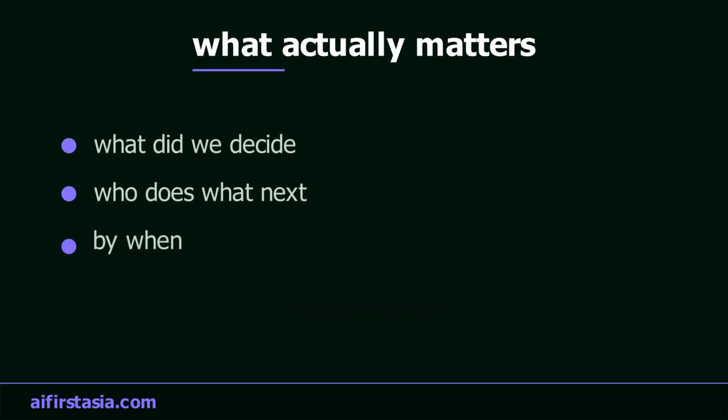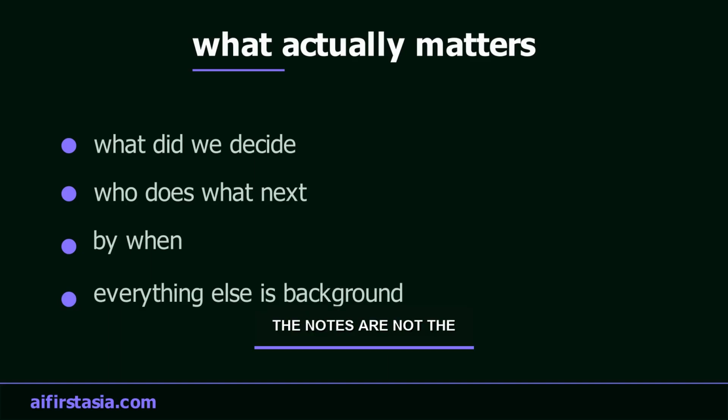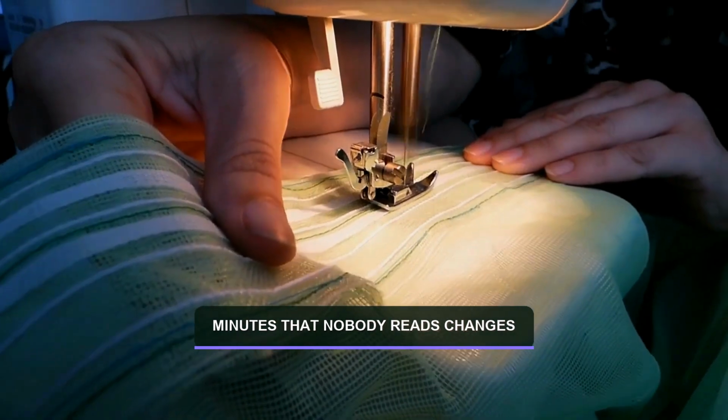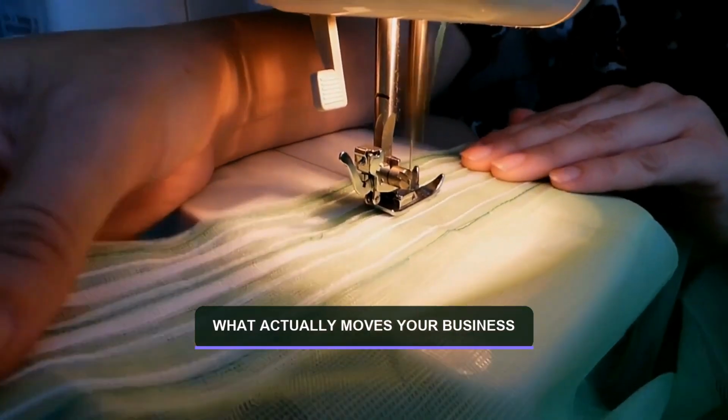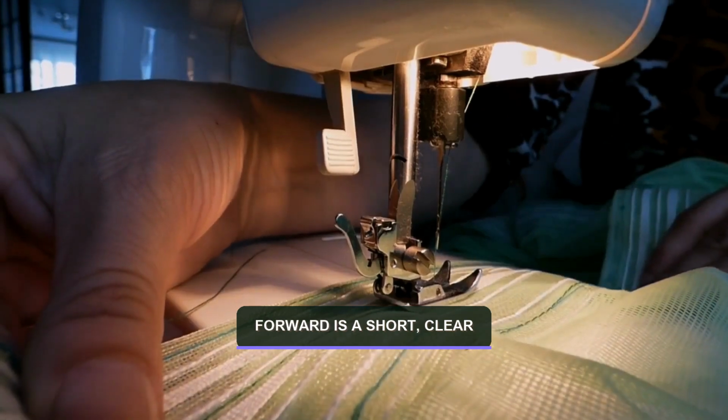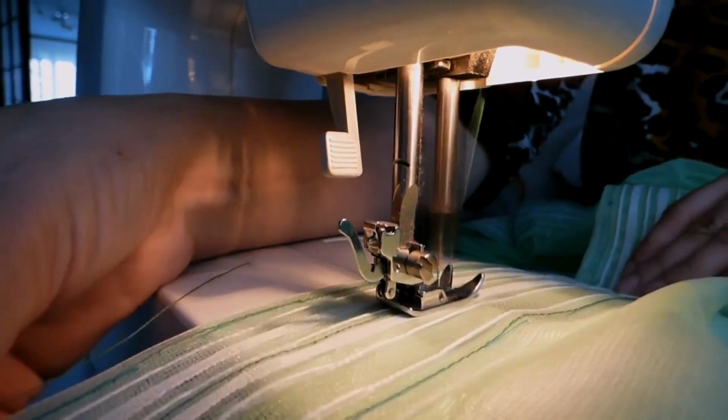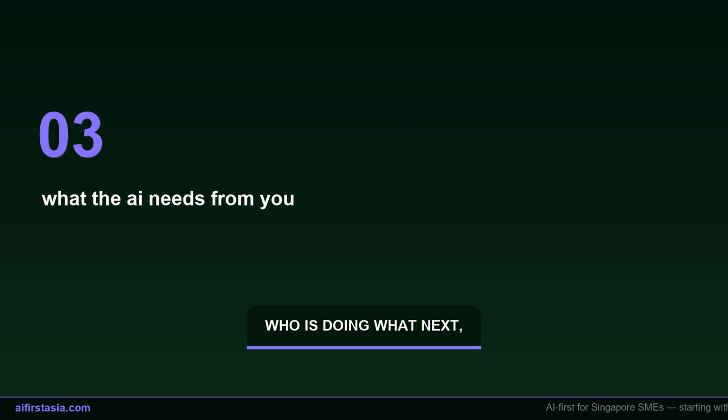Notes are not the point. Level 1 starts with one shift in how you think about a meeting. The notes are not the point. The action items are. A beautiful set of meeting minutes that nobody reads changes nothing. What actually moves your business forward is a short, clear answer to 3 questions. What did we decide? Who is doing what next and by when? Everything else is background. Once you see a meeting that way, the job of your AI assistant becomes obvious.